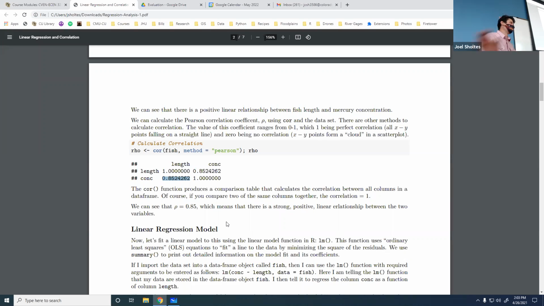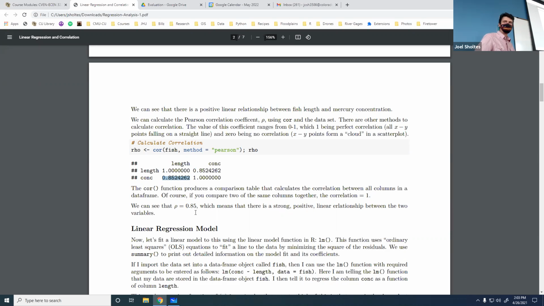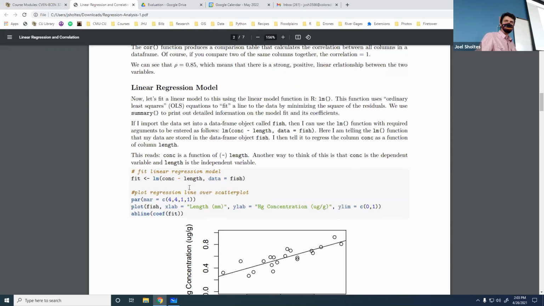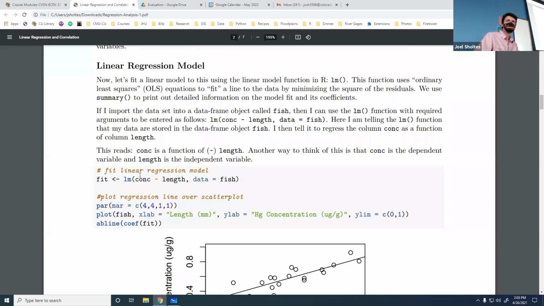There's a lot of ways we can interpret that from a numerical standpoint, a quantitative standpoint. Let's look at how we actually do the linear regression model. So we're going to do ordinary least squares. And in this data frame, I've got names for the 2 columns. The length column is called length, the concentration column is called concentration, C-O-N-C.